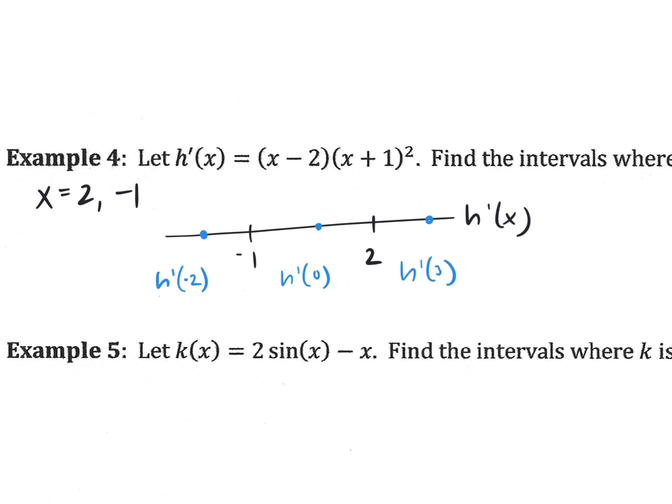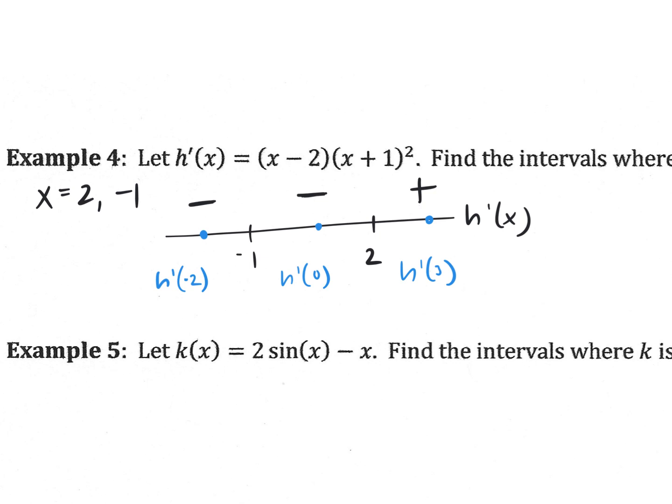All right, so when I evaluate on the left side of negative 1, what did you get? Positive or negative? Negative. In between negative 1 and 2? Negative. And then to the right of 2? Positive. So this is an example of when you have 2 negatives next to each other. Let's think about what that means in terms of the function h of x.